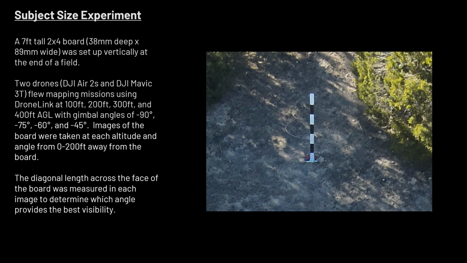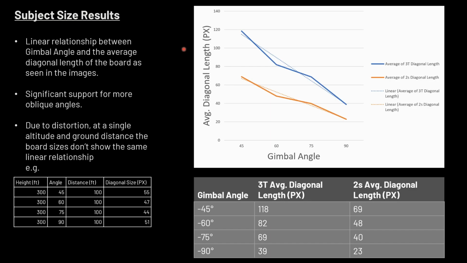So to test this theory, we went ahead and set up a 7-foot tall board at the end of a field, and then took our two drones, the Air 2S and the 3T again, and flew mapping missions with DroneLink at 100, 200, 300, and 400 feet AGL with the gimbal angles at negative 90, 75, 60, and 45 degrees. Again, we took images of the board from everywhere from right on top of it to 200 feet away, and then took all those images into photo editing software and measured the diagonal distance across the face of the board just to give us a standard measurement for how visible that board is in those images. So here are the results of that experiment.